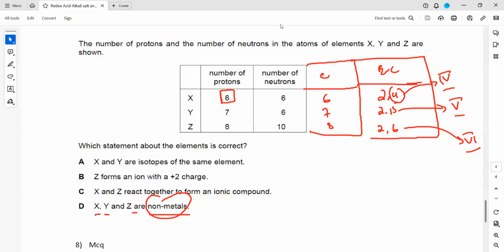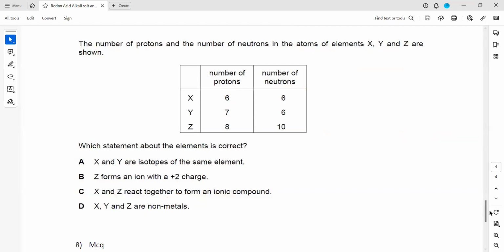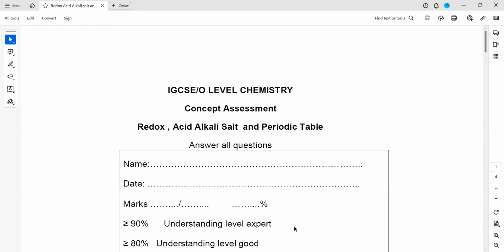So this was a pop quiz. Now we'll do a classified question. I will share it on the group.